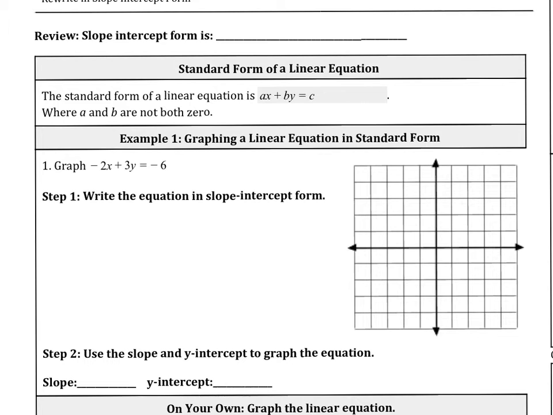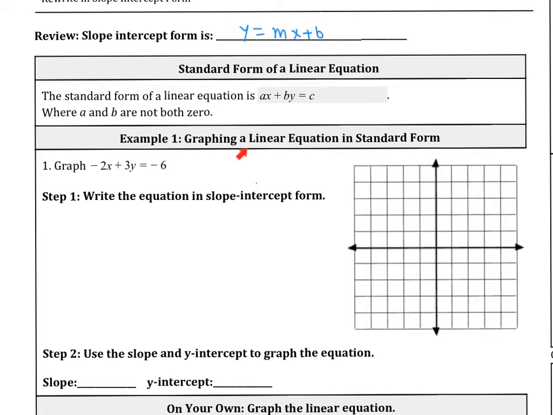Chapter 2.4 Day 1: Graph Linear Equation in Standard Form. Review: slope-intercept form is y equals mx plus b. Standard form of a linear equation is ax plus by equals c, where a and b are not both 0.